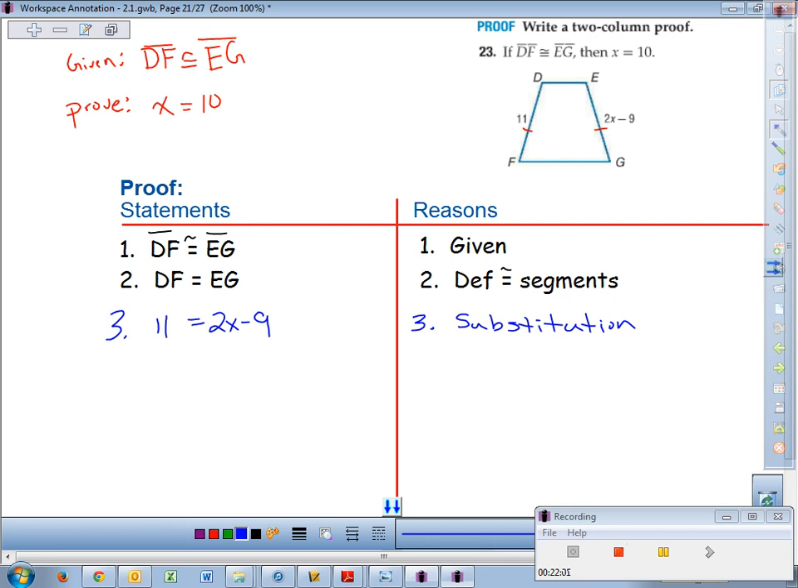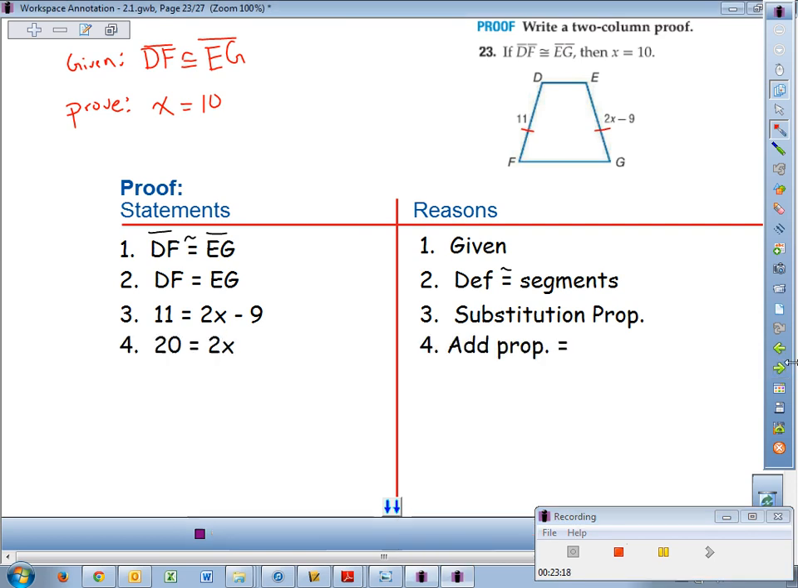Got a question for you though. What if I would have wrote 2x minus 9 right here and 11 over here? Would that be legal to do? Well, is the distance from D to F 2x minus 9 according to what they told us? It's got to be right underneath, right? They got to correspond to each other. The 11 corresponds with the distance from D to F and likewise. You with me on that? Cool. Solve for x. You and pal get the rest of this proof done. Justify every step as you go. So pause the video, get that done.